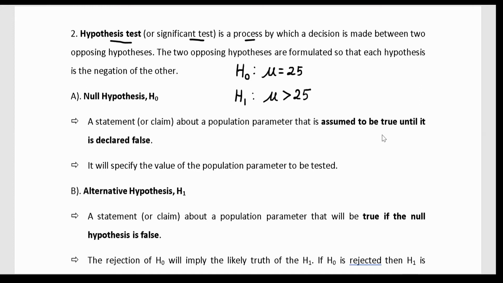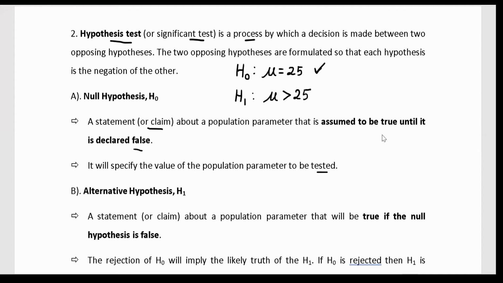Now, let's see the points of the null hypothesis. A statement or claim, right? In this case, the population mean to be 25, about a population parameter that is assumed to be true until it is declared false. So we expect the mean height of this plant to be 25 cm until we can determine that it is not true, until it is declared false. So it will specify the value of the population parameter to be tested.